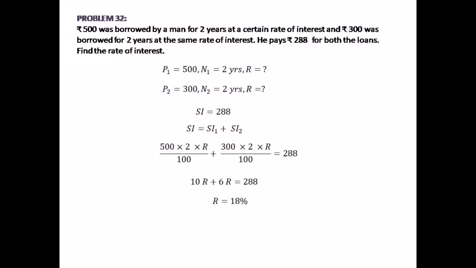Here P1 equals 500, N1 equals 2 years. P2 equals 300, N2 equals 2 years. SI equals 288. SI equals SI1 plus SI2. 500 into 2 into R by 100 plus 300 into 2 into R by 100 equals 288. On solving we get 10R plus 6R equals 288, which gives R equals 18%. Hence the rate of interest is 18%.